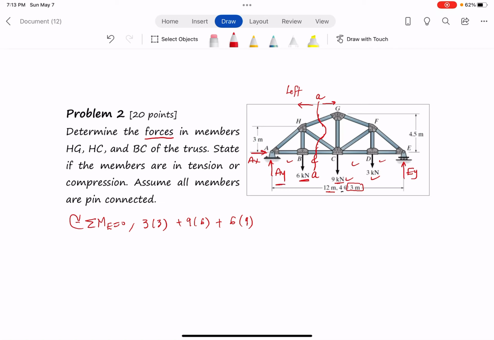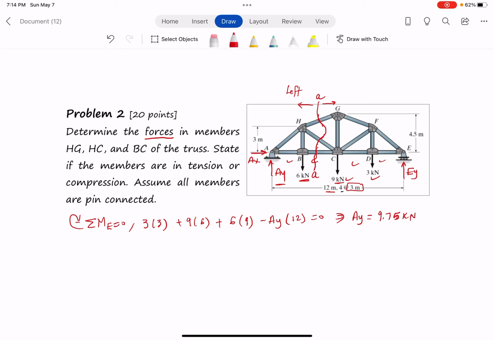And AY is negative: minus AY times the total distance, which is 12 meters. And AX, of course, has no moment because it is in the line of action. So 3 times 3, 9 times 6, 6 times 9, AY. Okay, so you put this in your calculator, and you find AY is 9.75 kilonewton.